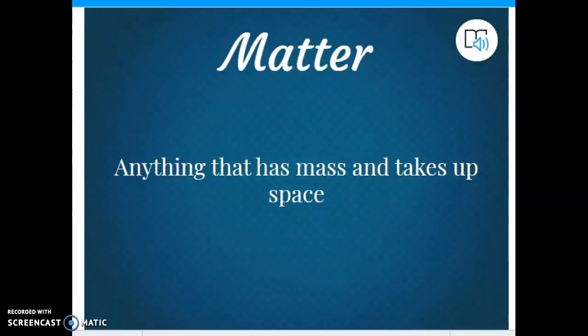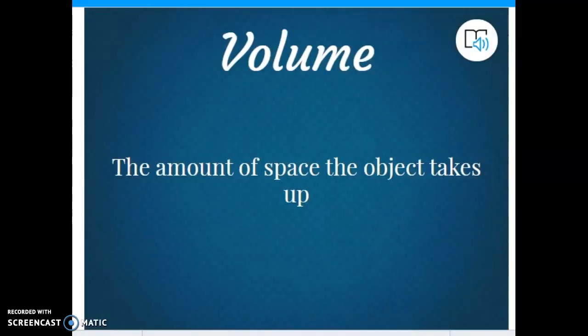Very quick review from yesterday. Matter is anything that has mass and takes up space. And we realized that all three, solids, liquids, and gas, are all matter because they do have mass. They do take up space. It just changes with each different state of matter as to how they take up space.